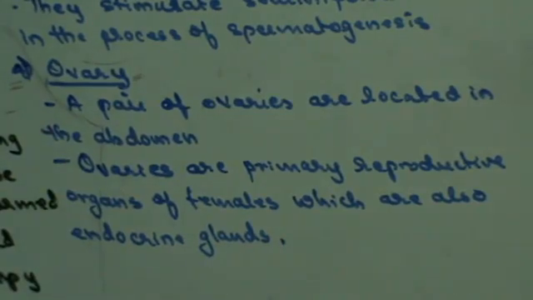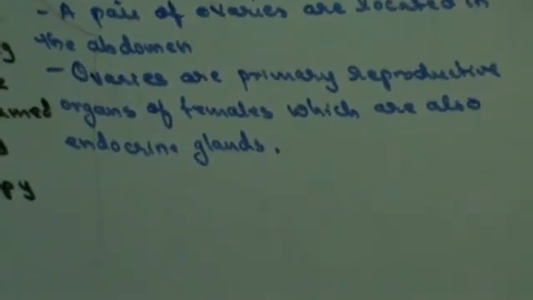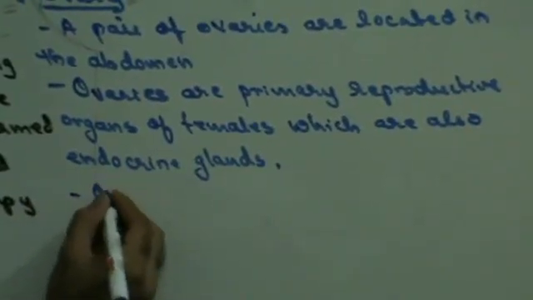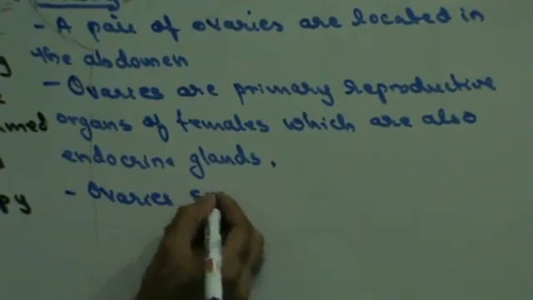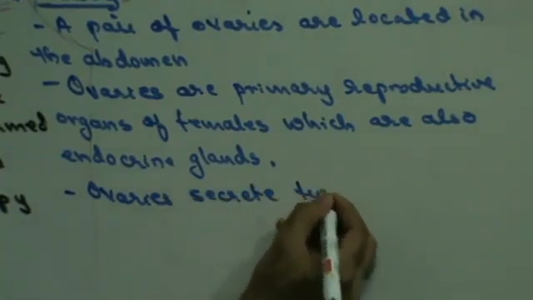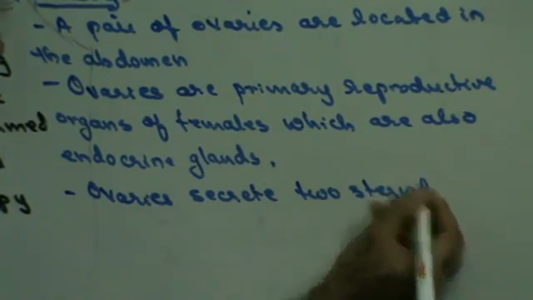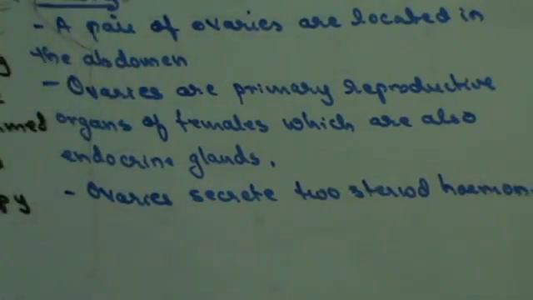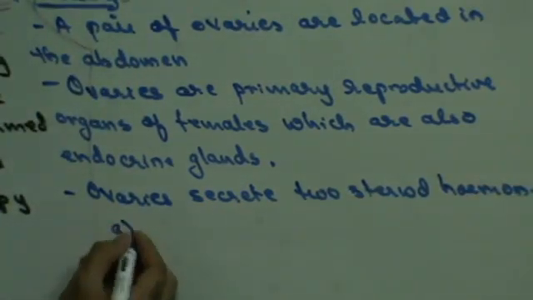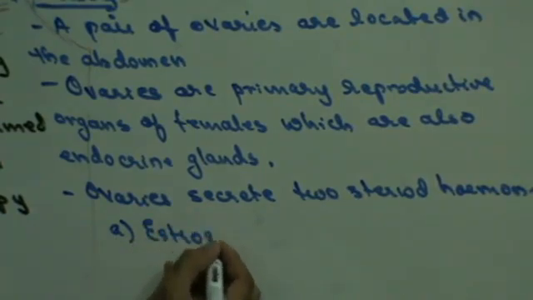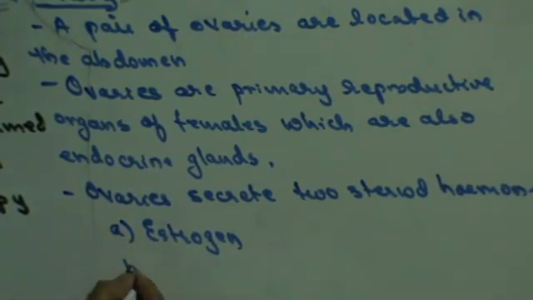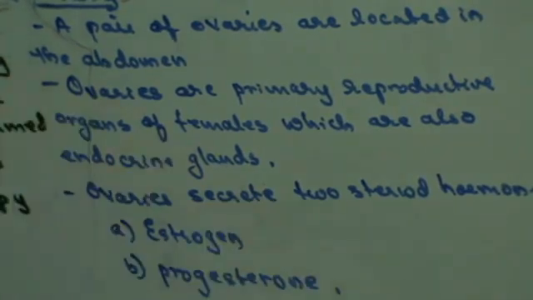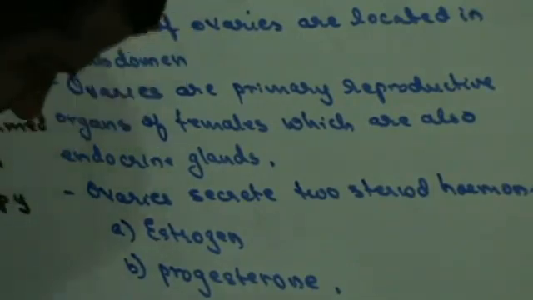Fine. Now, what do they secrete? Ovaries secrete two steroid hormones. Now, the two steroid hormones that they secrete, one is estrogen and the second is progesterone. Right, so these are the two hormones that are secreted by the ovary.